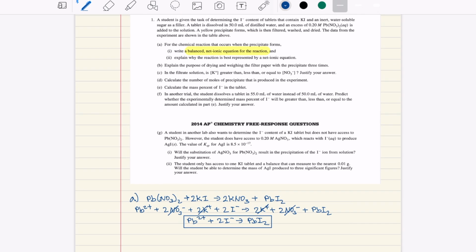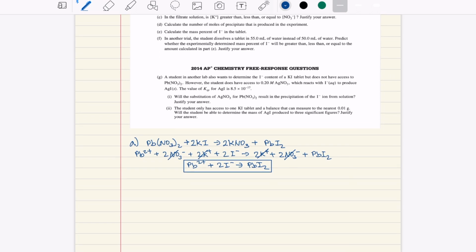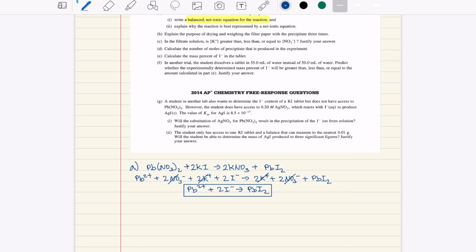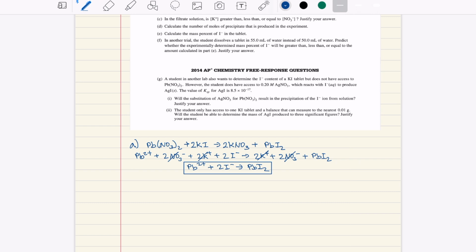So now going to part B, it asks, explain why the reaction is best represented by a net ionic equation. So the definition of a net ionic equation is that the spectator ions are not in the equation because they're not really important in our reaction, right? The essential part of this reaction is that we have a solid forming, which is PbI2. So the NO3 minus and the K+ are all irrelevant because they're not the reacting species, right? They're the non-reacting species, which is why they're unnecessary for the reaction and unnecessary in the equation.